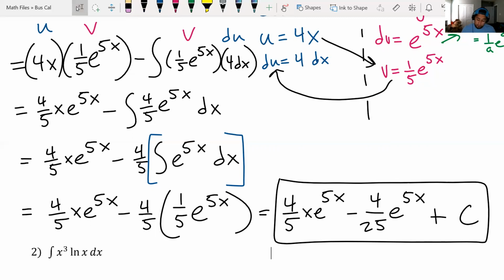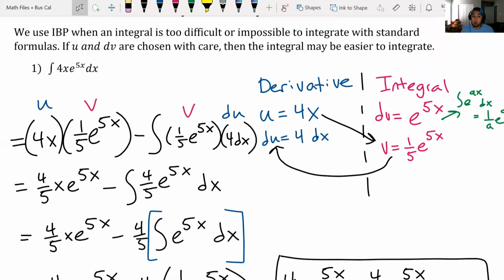So for the majority of these, it is always smart, if you're ever given e to the 5x or just e to the x in general, always let e to the x be dv, no matter what. Because, again, you're probably wondering, how do I make the right choice? Well, again, that's you as the student. That's the learning process. Switch up the choices and see what happens.